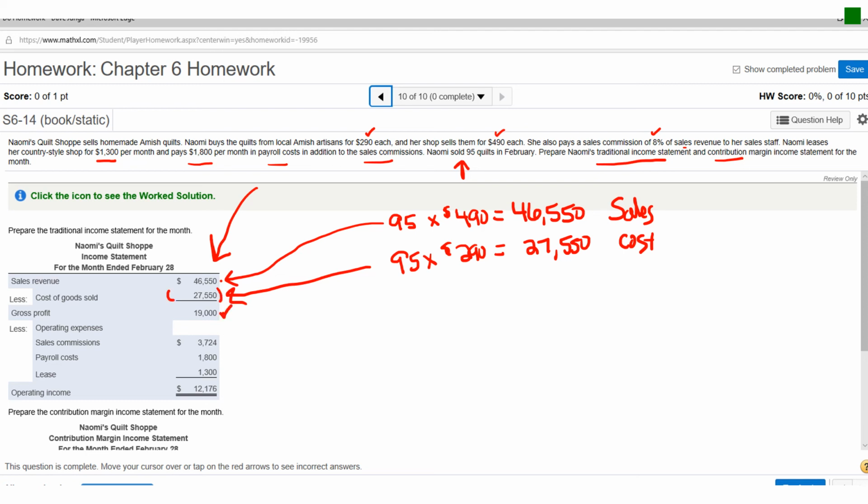Now everything else is going to be your operating expenses. To get the sales commissions, you have to take 8% of sales revenue. So if you take 46,550 and multiply that by 0.08, there's your 3,724. They told you that they have payroll of 1,800, so you just plug that in, and then they have a lease of 1,300, and you just plug that in, and then of course you subtract all of these, and you're going to get operating income of $12,176.